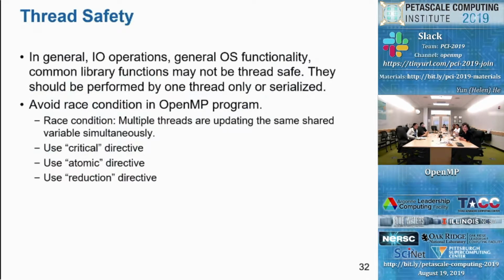Thread safety. I mentioned critical, atomic, barrier, etc. But in general, there are other things like OS functionalities and I/O. Sometimes the libraries are not thread safe. So try to check to find out if they are thread safe. If not, you have to do it serialized by just one thread. Next slide, please.